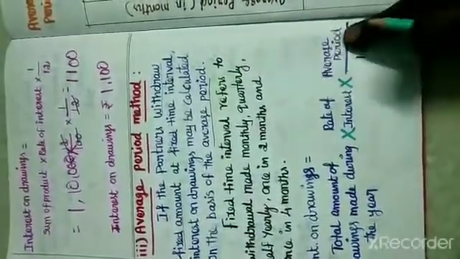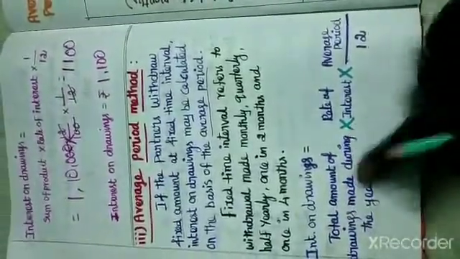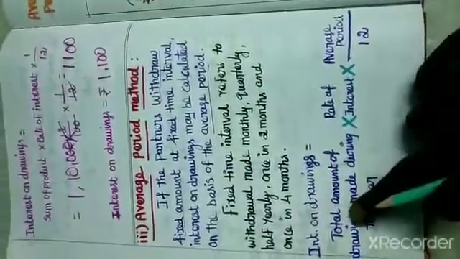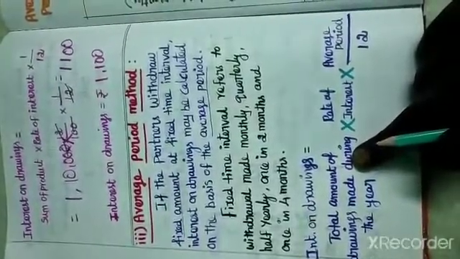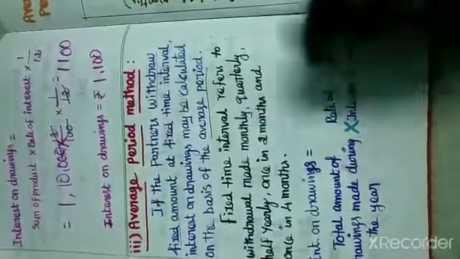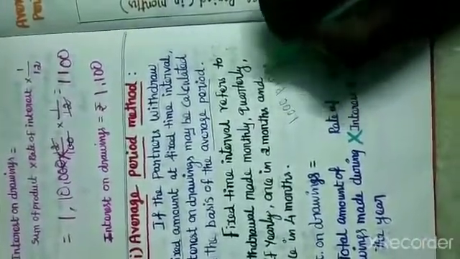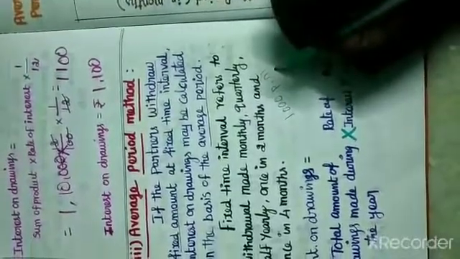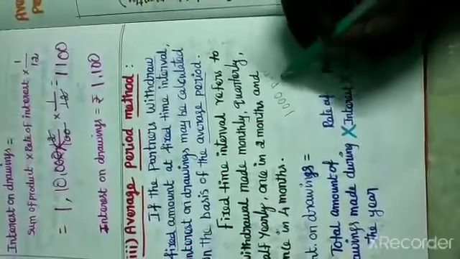Before seeing what average period is, let us see how to calculate the total amount of drawings made during the year. Suppose imagine Arul is a partner, and he is withdrawing 1000 rupees per month from the partnership firm, every month beginning.